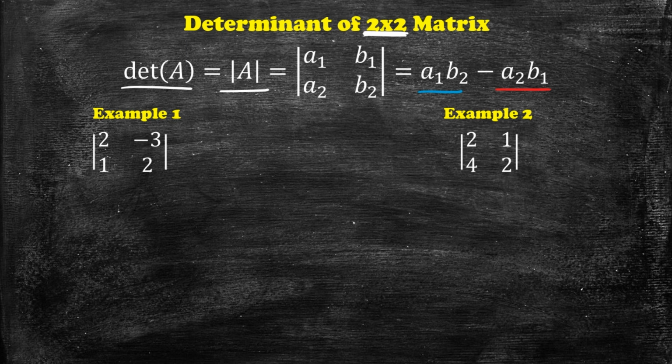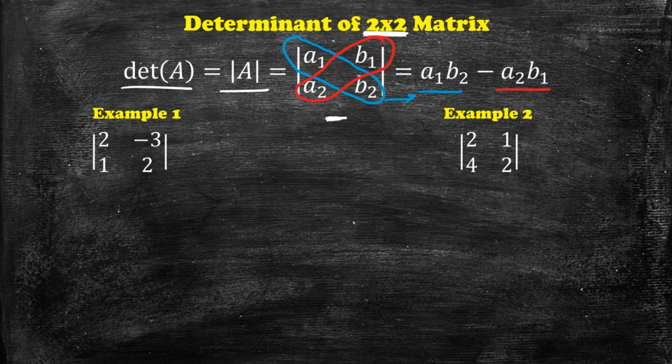And all that is by taking these diagonals here, so that's A1, B2, that is underlined in blue, and we subtract that by the other diagonal right over here. Okay, so you take the numbers that are circled in blue, you multiply those, and you subtract it by the numbers that are circled in red. All right, so with that being said, let's go over a couple examples here.